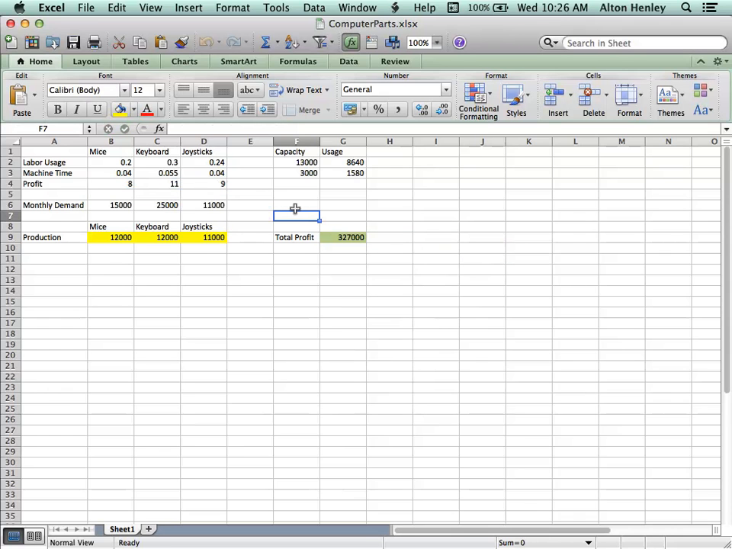Now, in Solver, you need to make certain that your production is not fractional, so each of your decisions needs to be an integer, and it's not negative. So each of your decisions needs to be greater than or equal to 0.